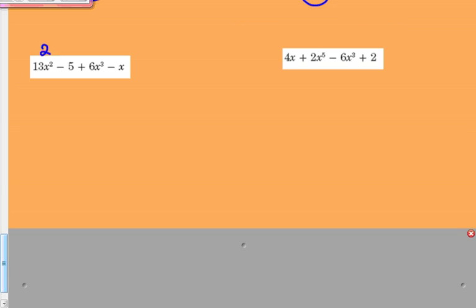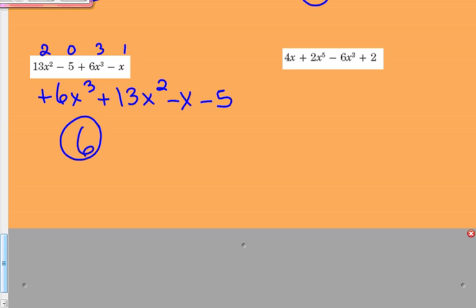Okay, this one, degree of 2, degree of 0, degree of 3, degree of 1. Biggest one is this positive 6x cubed. Of course, I didn't need the positive in front. But then we have a positive 13x squared. Then we have a negative x. And then we have a negative 5. Our leading coefficient, 6. There we go. One more example.